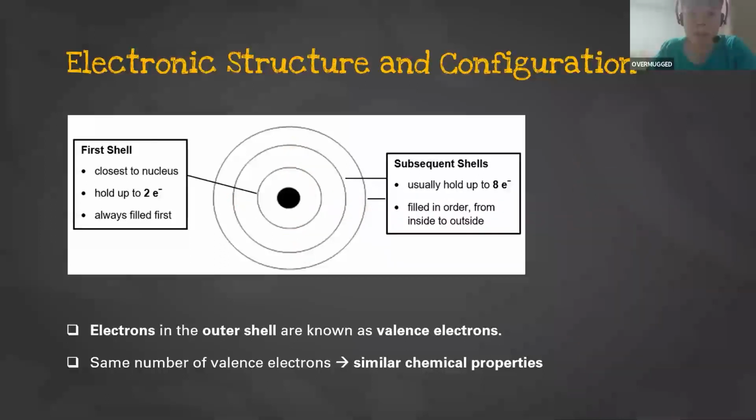Okay, electrons in the outer shell are called valence electrons. If the number of valence electrons is the same, the elements will have similar chemical properties. So what does this mean? Elements in the same group of the periodic table have similar chemical properties, meaning the things that they can react with are similar. All right, let's pause for a moment.